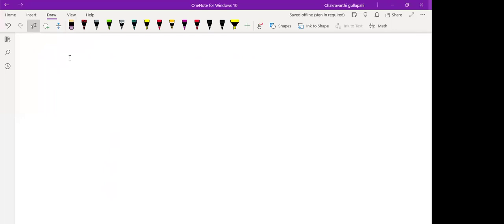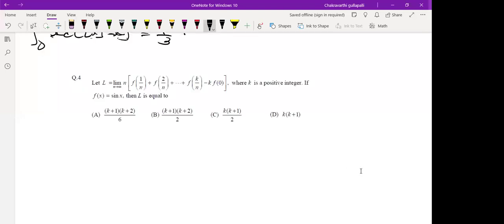Yes. Is the screen visible? Okay, what happened to that? Equal to sin x. How to do this? Let us. Here is another interesting question.